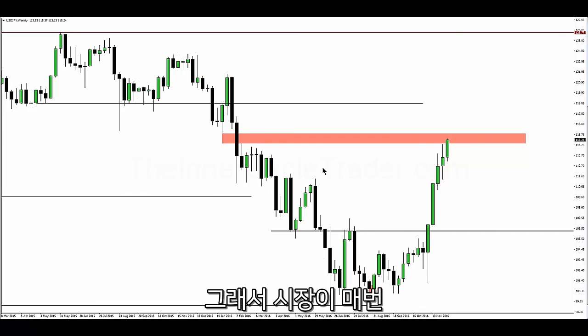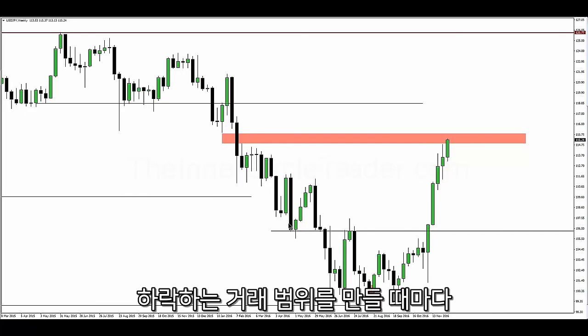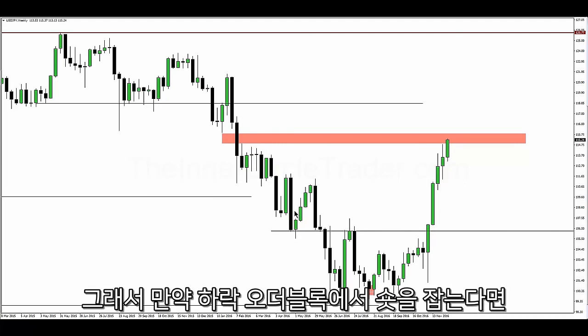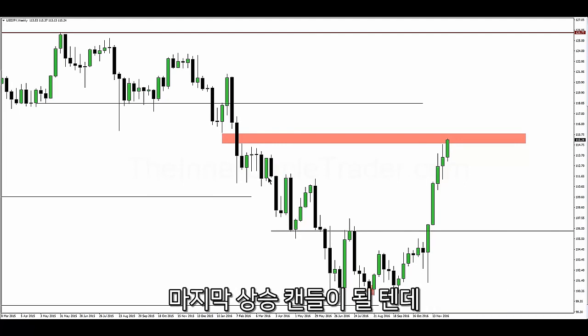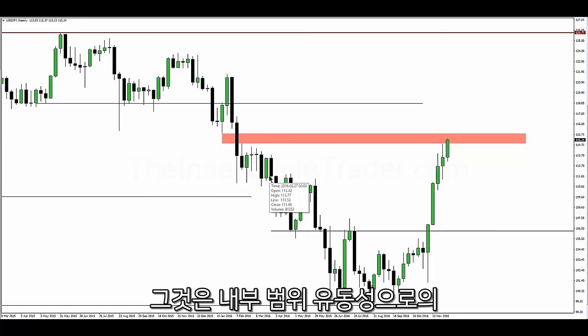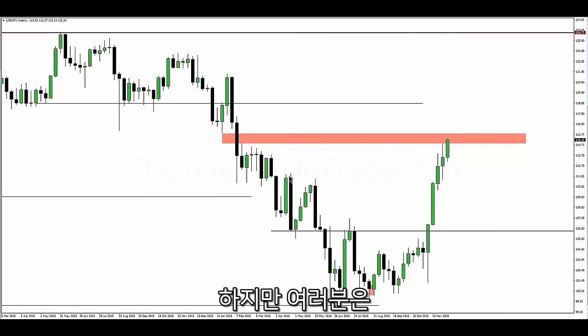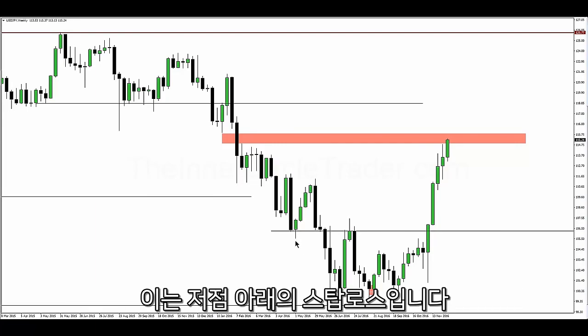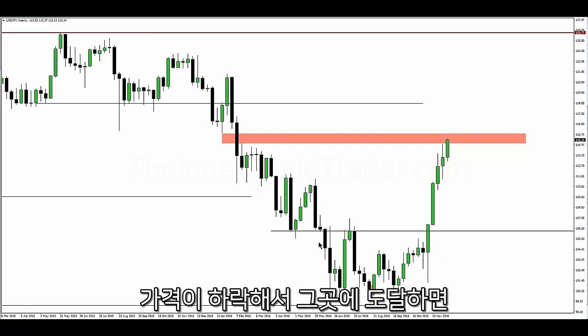Every time the market creates a trading range going lower, you want to mark off the previous high and the new low, and when price trades back up, you're trading inside that range. So if you trade short at a bearish order block, which is the last up candle, that's going to be a return to internal range liquidity. But you're going to be looking for external range liquidity to exit on, which is to stop below the low. Price runs down, hits that, that's where you would look to exit.